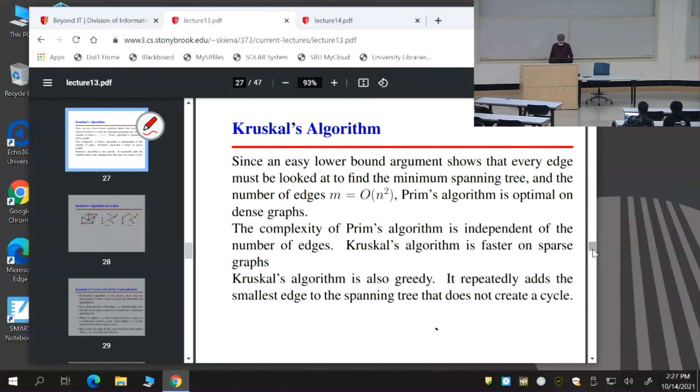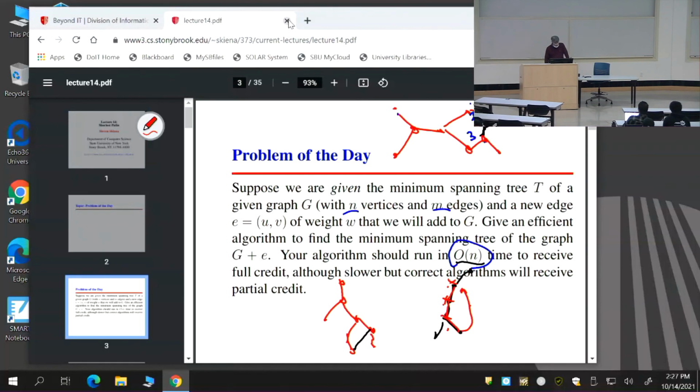Okay, so now we know about minimum spanning trees. We know about two different ways to build minimum spanning trees. We know about a lot of things.